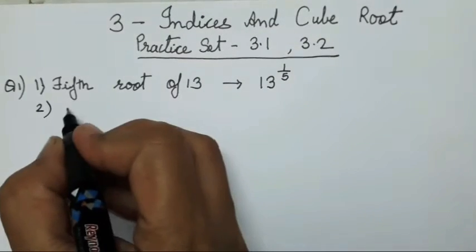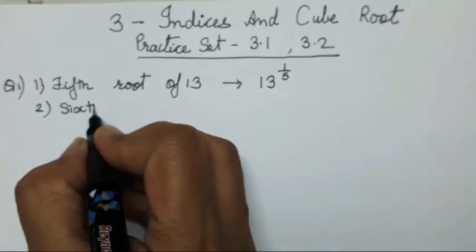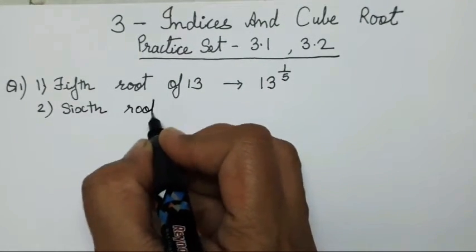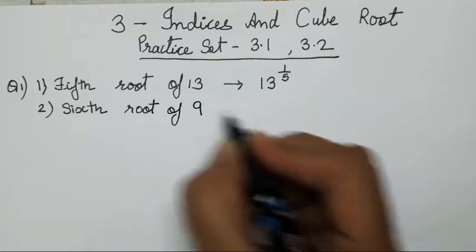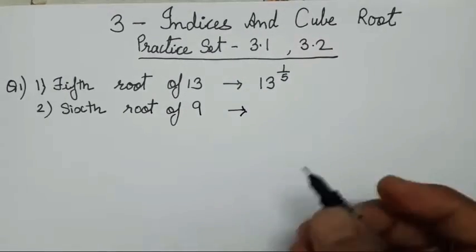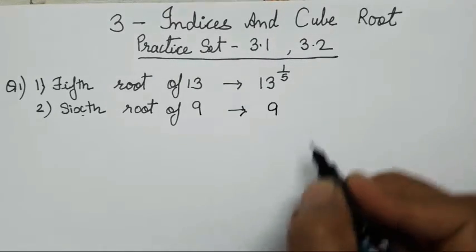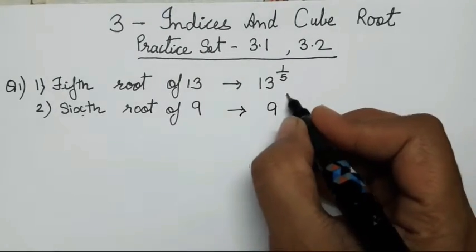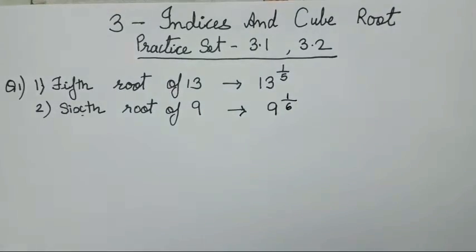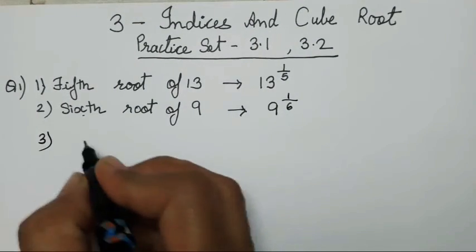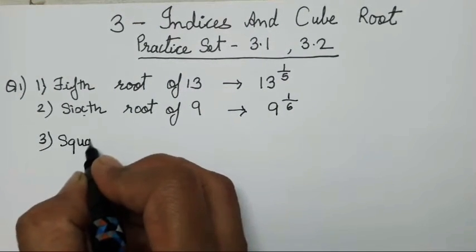Second one says sixth root of 9. Okay, so this one also in the same way, sixth root of 9 means 9 you all have to write first, sixth root, so 1 upon 6. Isn't it easy?